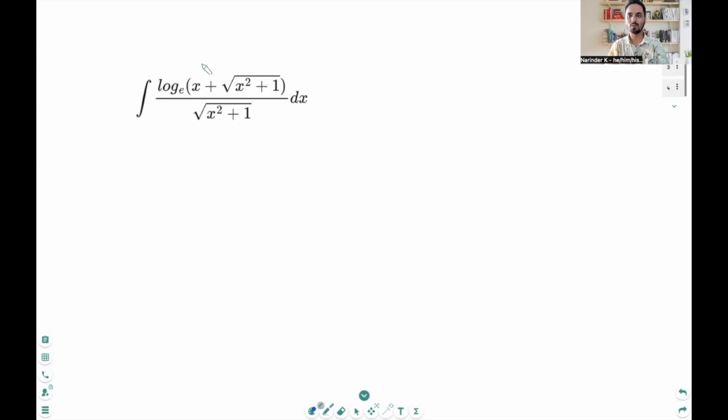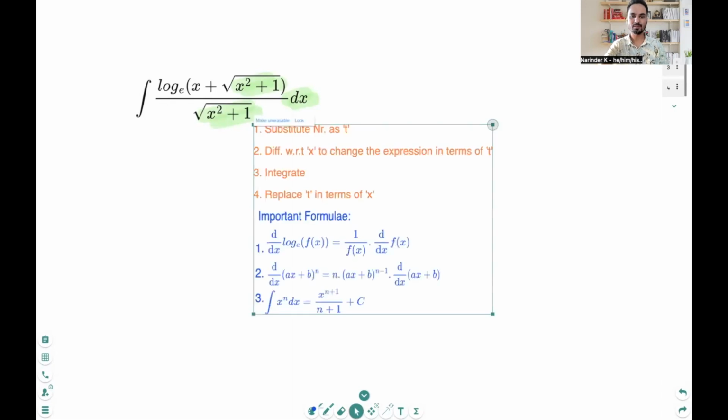In this video, we will evaluate the integral of log to the base e of x plus square root x squared plus 1 divided by square root x squared plus 1 dx. And as always, we will solve it in few simple steps.